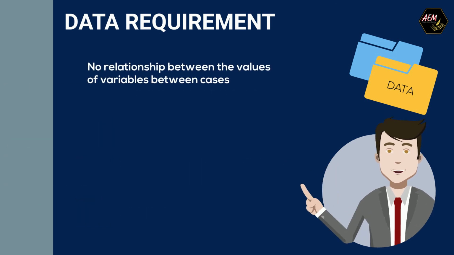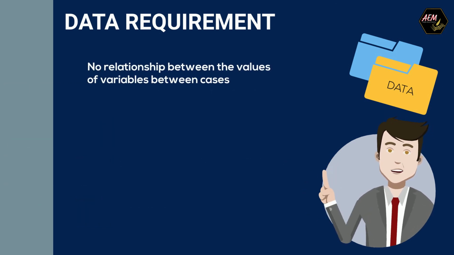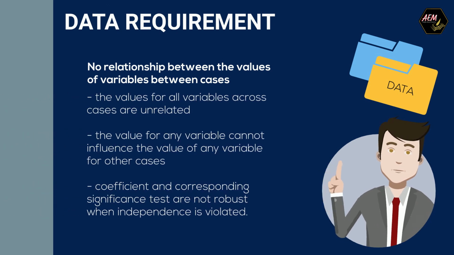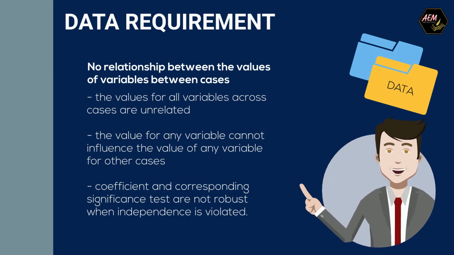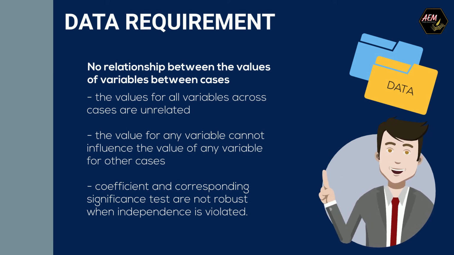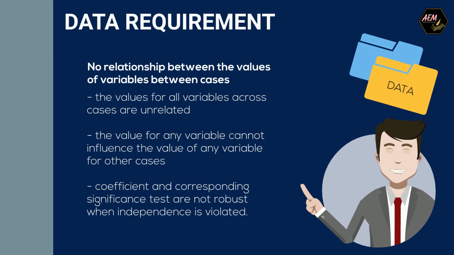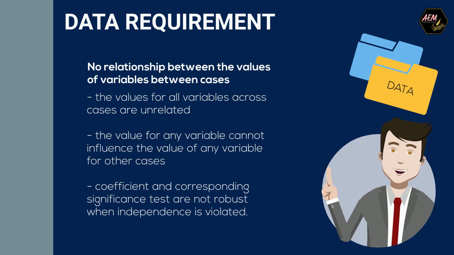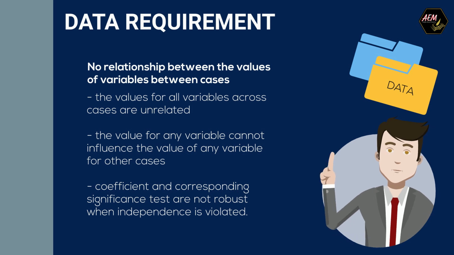There is no relationship between the values of variables between cases. This means that the values for all variables across cases are unrelated. For any case, the value for any variable cannot influence the value of any variable for other cases. The bivariate Pearson correlation coefficient and corresponding significance test are not robust when independence is violated.